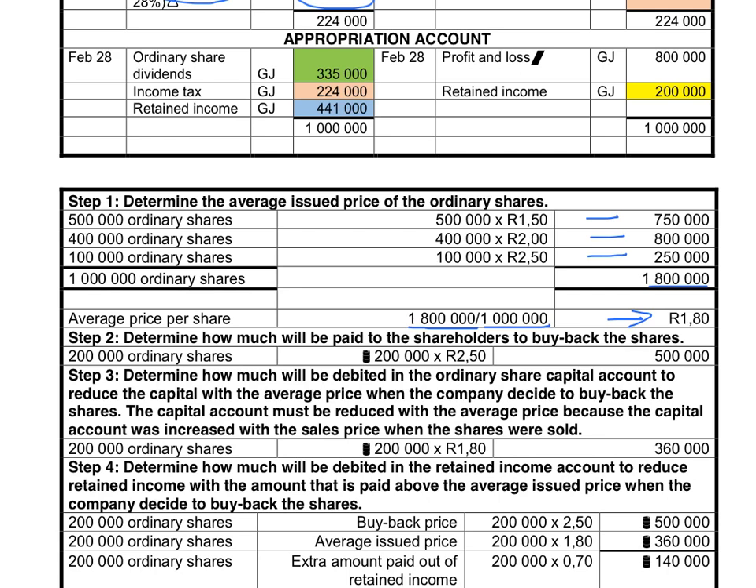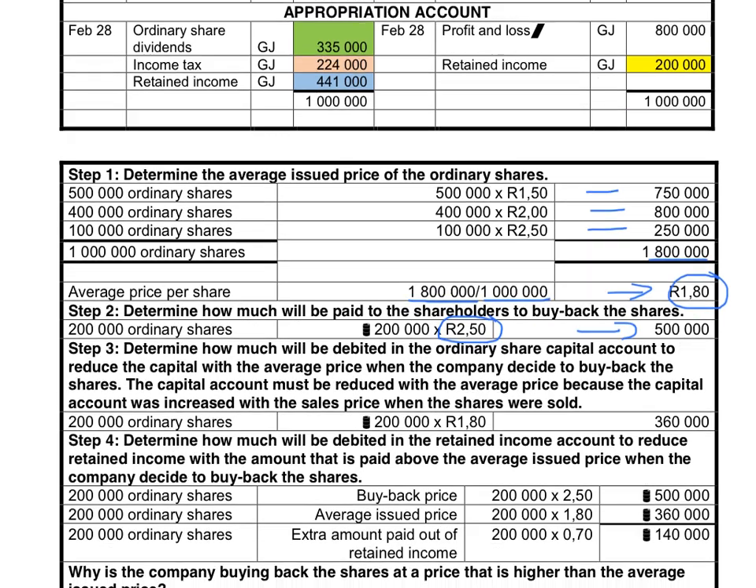Now you have to determine how much you will pay back to the shareholders. They said we're going to buy back 200,000 shares at R2.50, so the amount that you're going to pay back will be 500,000 rand. The average price is R1.80, but the amount that you will pay back to them will be R2.50. So you are paying more than the average price. That means some of the money will be taken out of the retained income.